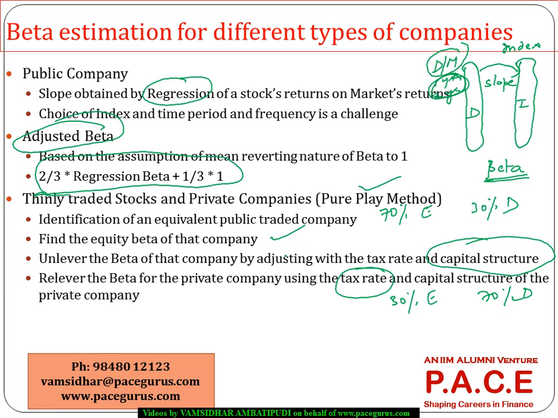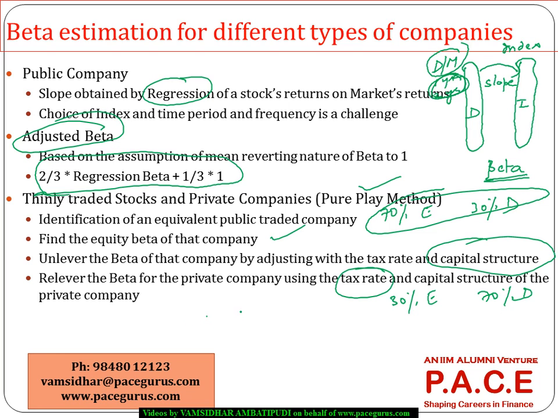So once I have found out the beta of that publicly listed company, we try to unlever that beta. What is that unlevered beta? Forget about the capital structure. Removing the impact of the capital structure, and even the marginal tax rate, I would like to find out the asset beta. That is what we call the unlevered beta.